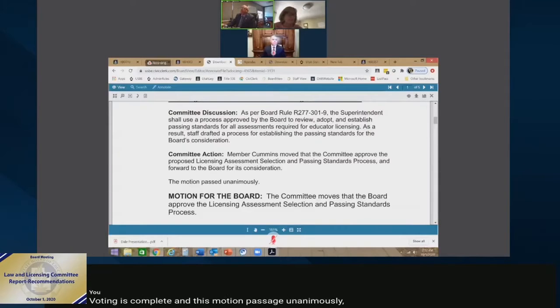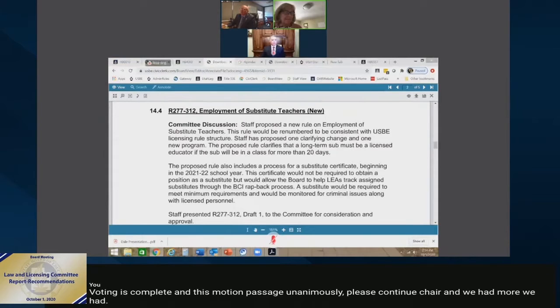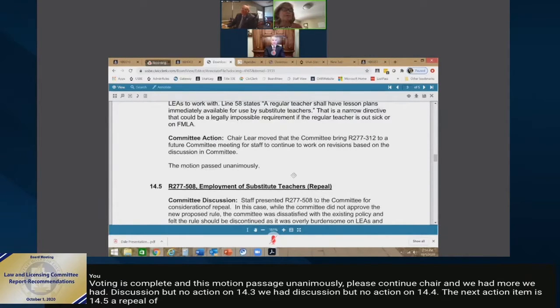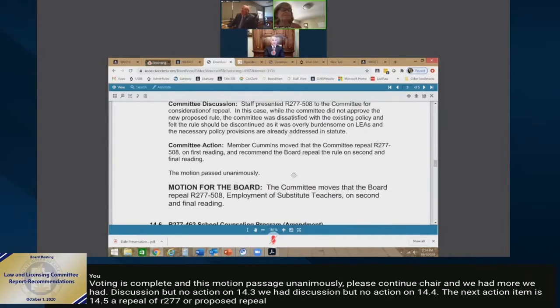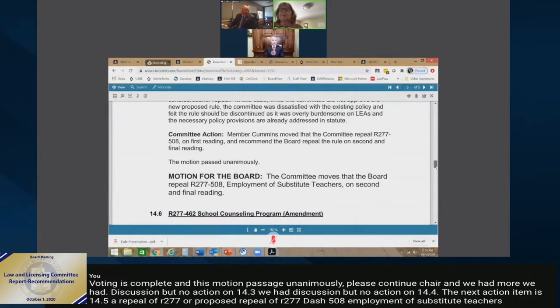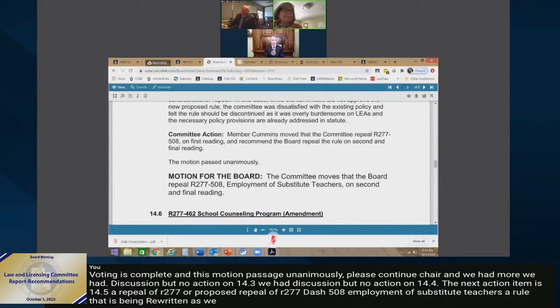Please continue, Chair. And we had discussion but no action on 14.3. We had discussion but no action on 14.4. The next action item is 14.5, a proposed repeal of R277-508, employment of substitute teachers. A rule that is being rewritten as we speak, but this one is no longer necessary or current.